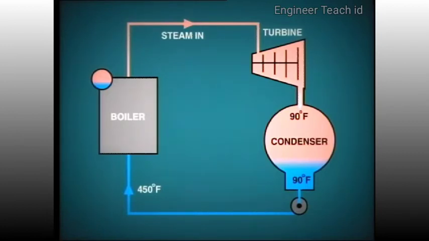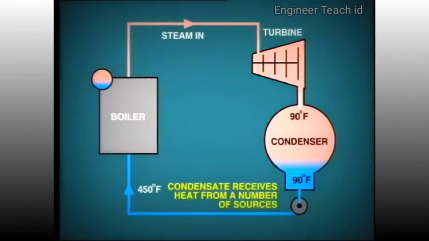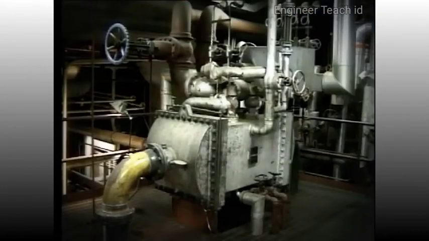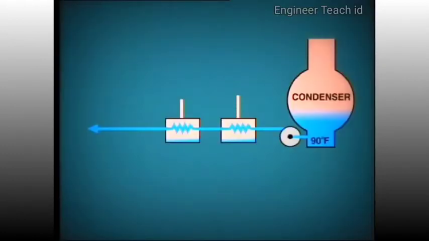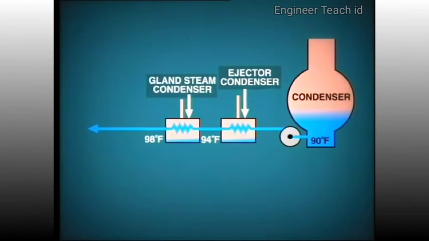During its passage from the condenser hot well to the boiler feedwater inlet, the condensate receives heat from a number of sources. Initially, a small amount of heat is picked up as the condensate passes through the steam air ejector condenser and from here through the gland steam condenser. In both cases, this heat recovery improves efficiency as it condenses ejector exhaust steam and leak-off gland steam. The condensed steam is then routed back to the condenser hot well.